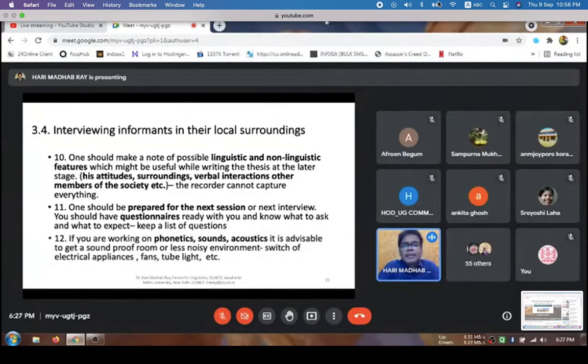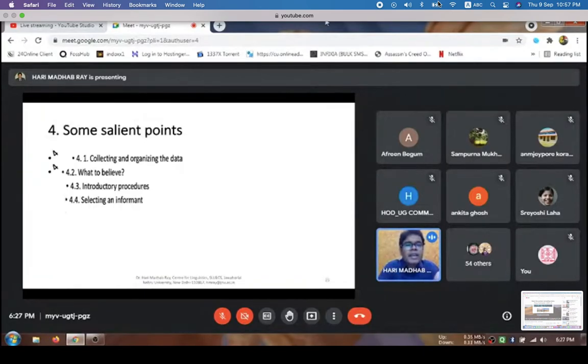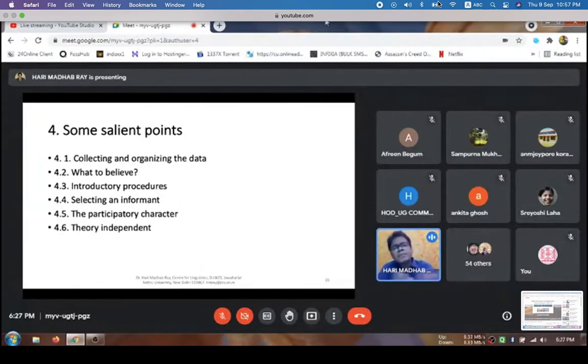Okay, and especially if you're working on phonetics, studying sounds and acoustics, it's advisable to get a soundproof room or a less noisy environment. I think I have already told you. Switch off the electrical appliances, fans, tube lights, etc. Because they also generate a kind of frequency, and as a result, if you're trying to analyze the sound in the software, it gives you lots of noise. So that's when we're working on phonetics and phonology, and these are some salient points of data collection.